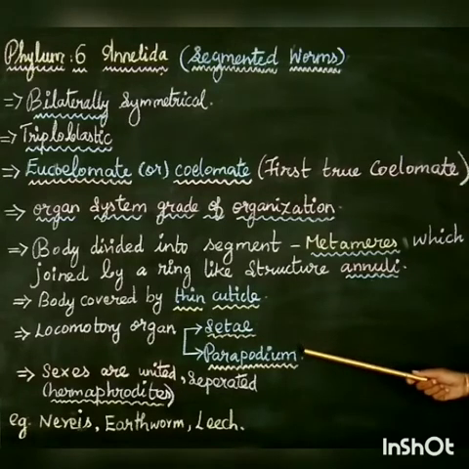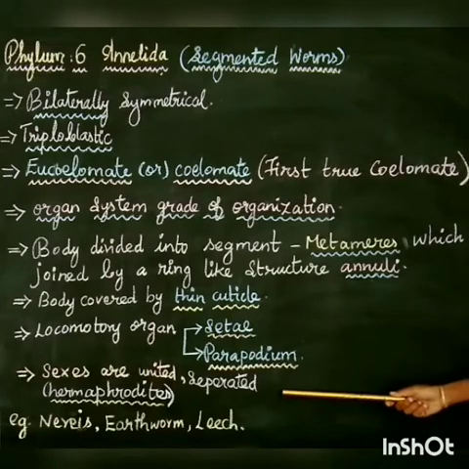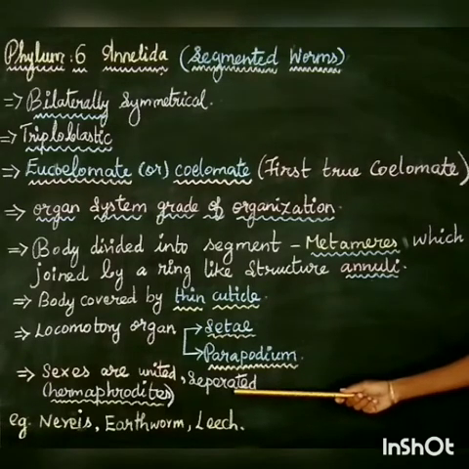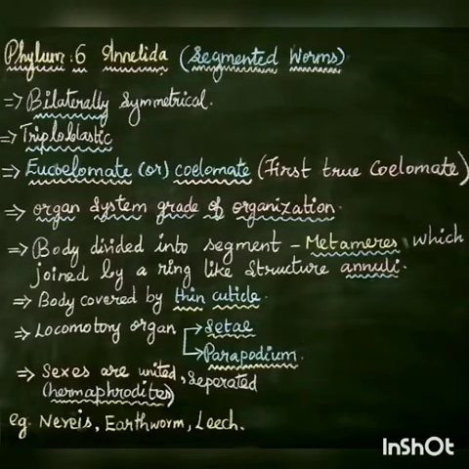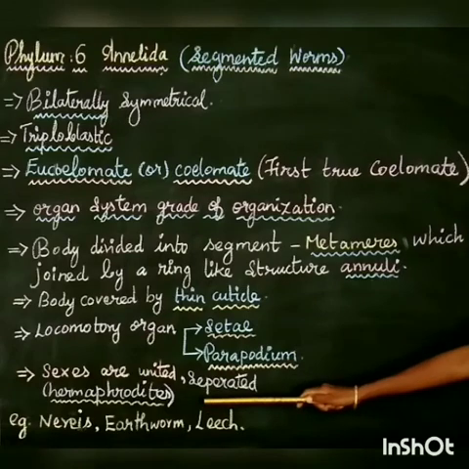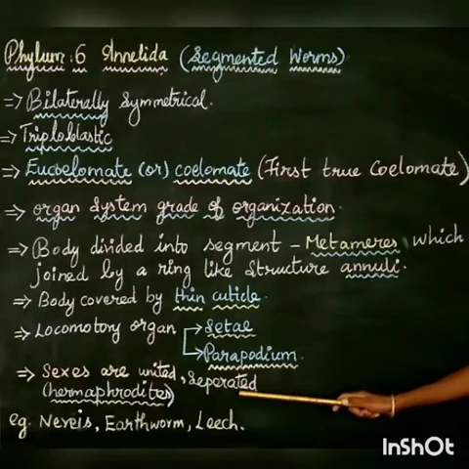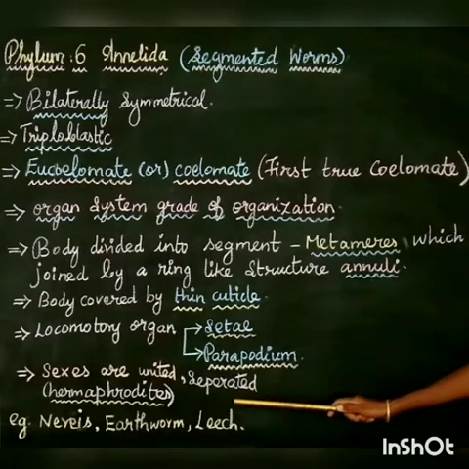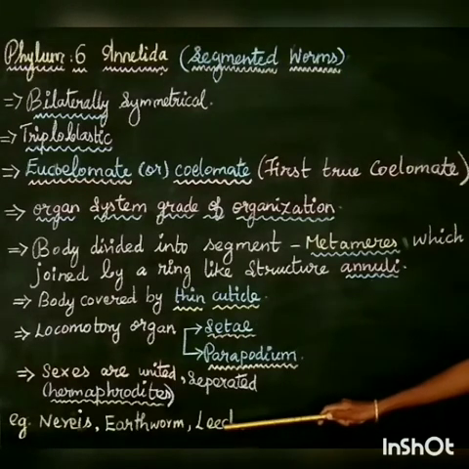Then what about the sexes? Here sexes are either united or separate. That is, either there will be male and female worms. Some organisms in the phylum have individual male and female worms, and some have both male and female reproductive organs in themselves. Clear? That is called hermaphrodite. A common example for this phylum Annelida is Nereis, earthworm and leech. A very good example.